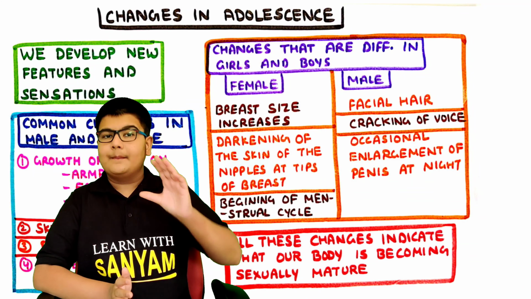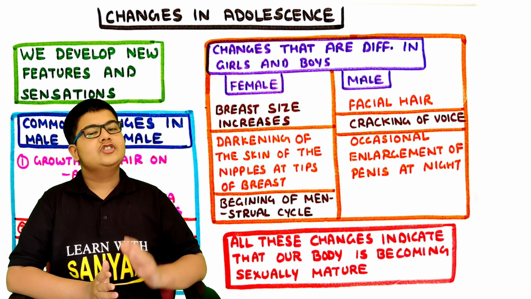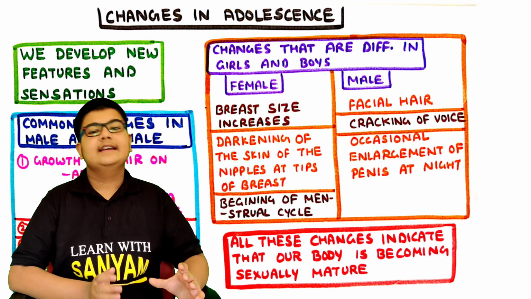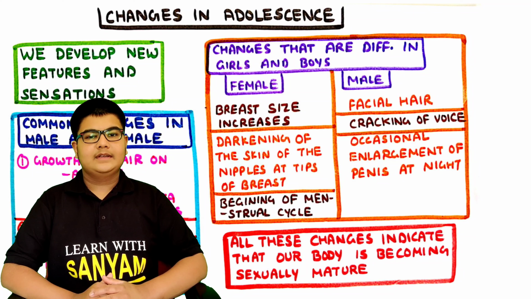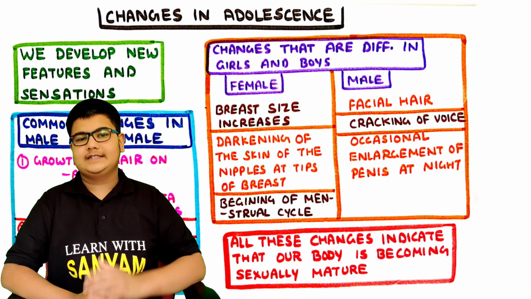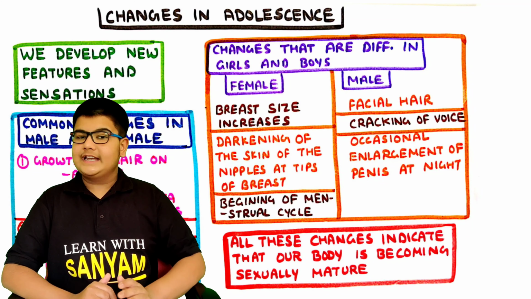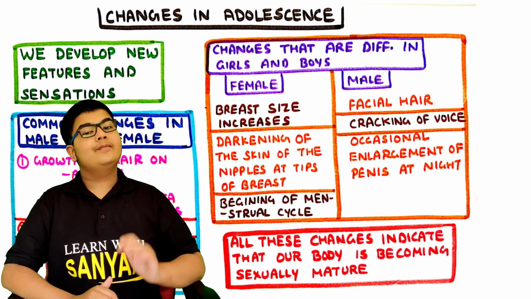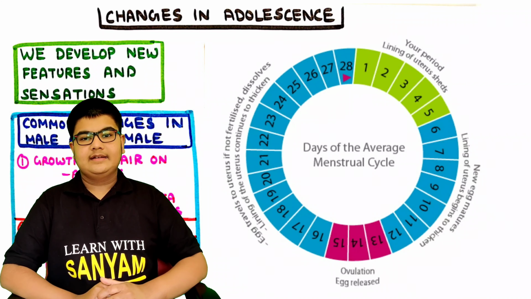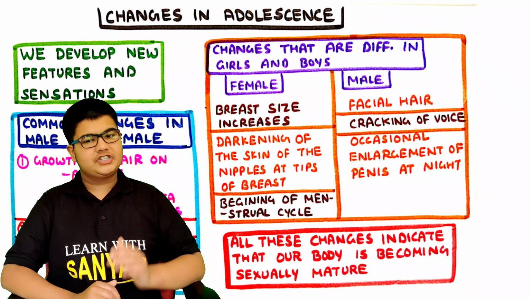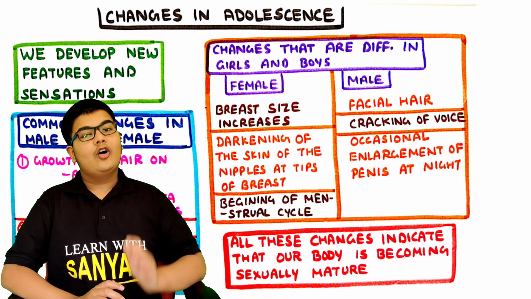But apart from these common changes, there are many changes that are different in boys and girls. There are a few changes that take place just in girls and a few that take place just in boys. So let's study them. Let's see the changes in females. In females, the breast size increases. There is darkening of skin at the nipples, at the tips of the breast, and there is the beginning of the menstrual cycle. While in males, there is growth of facial hair, cracking of voice, and occasional enlargement of the penis.